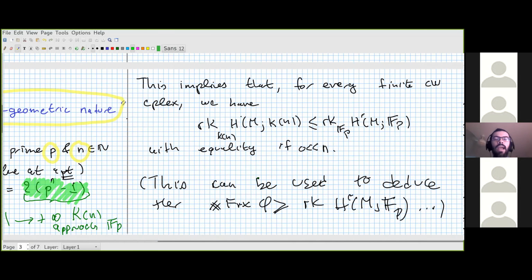You will see that you have some kind of rank inequality of this nature, which is that for any n, the rank of Morava-K theory is less than or equal to the rank of cohomology with FP coefficients. This follows from the Atiyah-Hirzebruch spectral sequence.